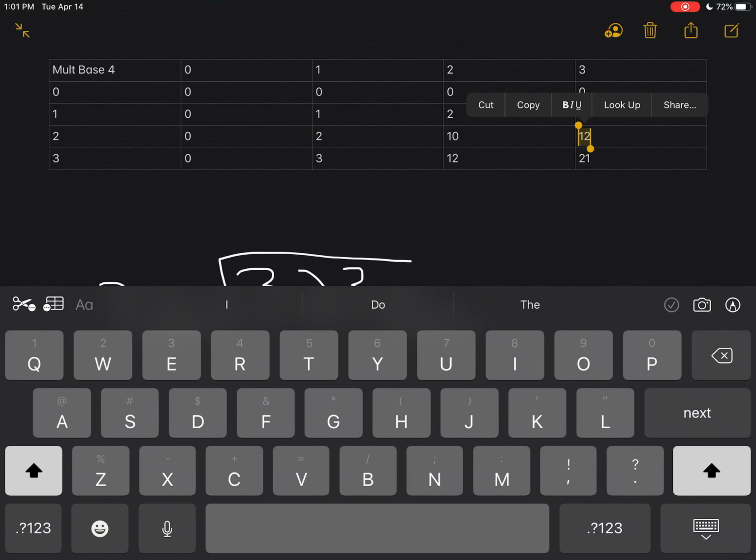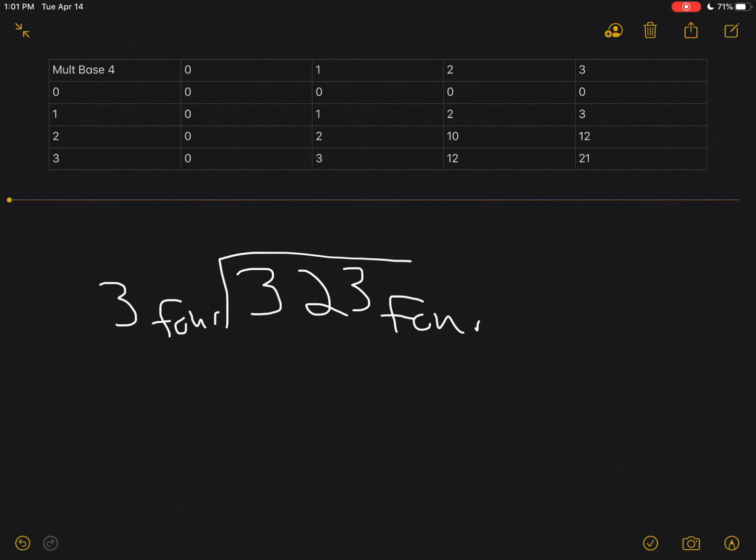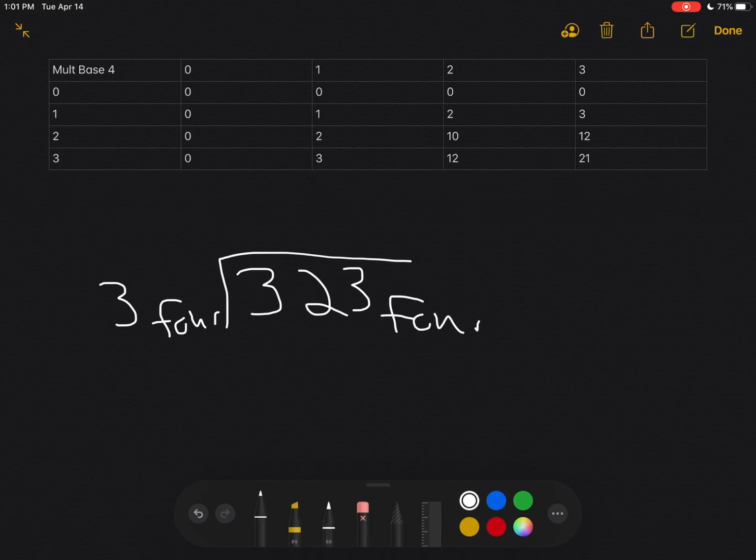product is 1, 2. Now, that's probably confusing, but remember we're in base 4. 2 times 3 is the number 6, which is 1, 4, and 2 more. Okay, so that's where that table came from. That's basic multiplication base 4. Now down here, I'm going to do my division by referring to that table.